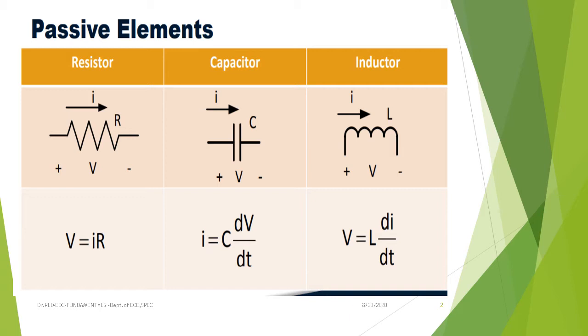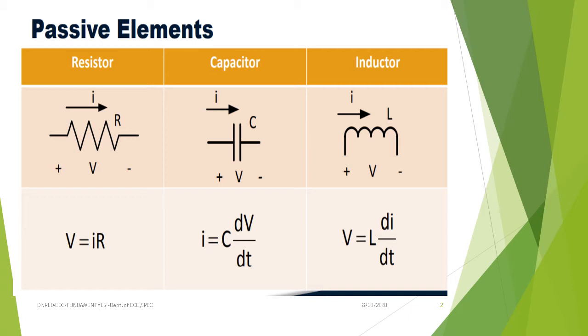We denote them with the capital letters R, C and L respectively. The voltage drop across these components we denote with the letter V, and the current flowing through the components with the letter I. So the voltage drop across the resistor, according to Ohm's law, is V equals IR. The current flowing through the capacitor is I equals C dV by dt, and the voltage across the inductor is V equals L di by dt.